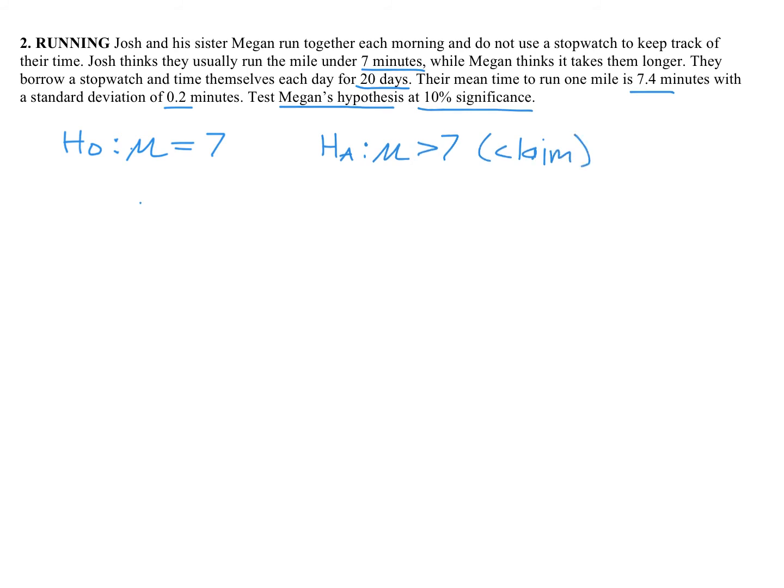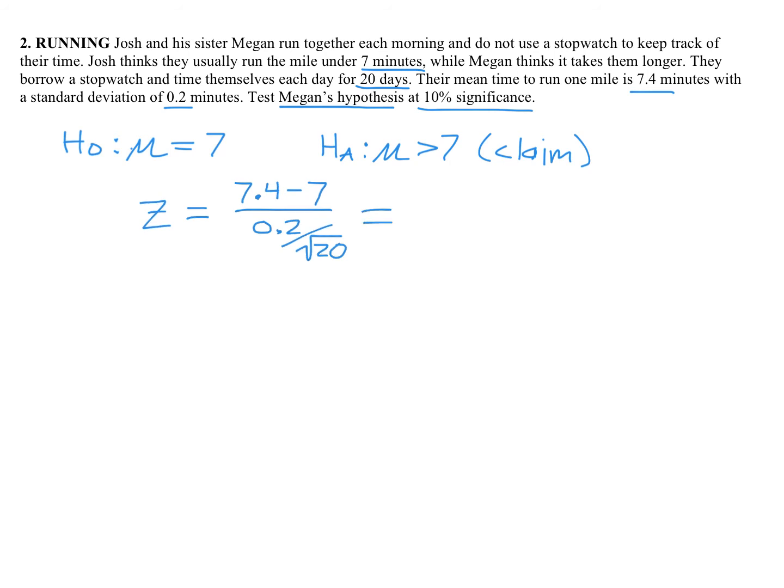After our hypotheses, we need to calculate the z. So the formula for z is you take the average from the sample. The average from the sample was 7.4. You subtract the hypothesized number, which is 7. Then you divide by the standard deviation divided by radical n. So how many observations were in the sample? There were 20. So n is 20. All right, and calculate this.